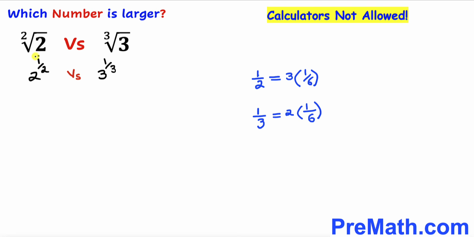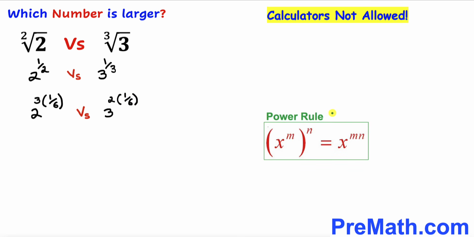Therefore, we can write this number 2 power 1 divided by 2 as 2 power, and I'm going to replace this 1 divided by 2 with 3 times 1 divided by 6. So I can write 2 power 3 times 1 divided by 6, versus now we focus on the number 3 power 1 divided by 3. And our 1 divided by 3 is 2 times 1 divided by 6. Therefore this number can be written as 3 power 2 times 1 divided by 6.